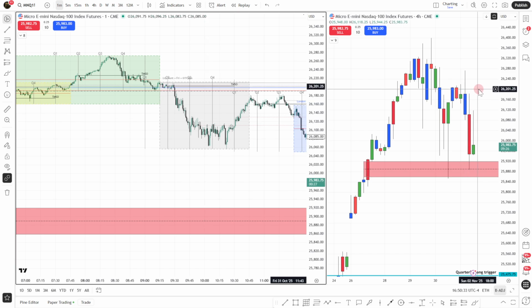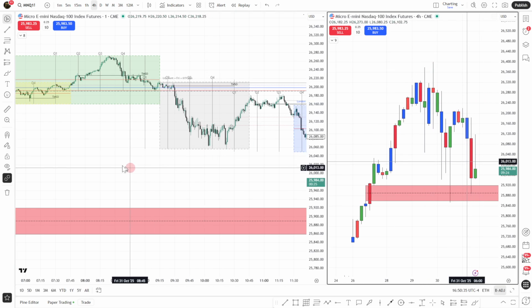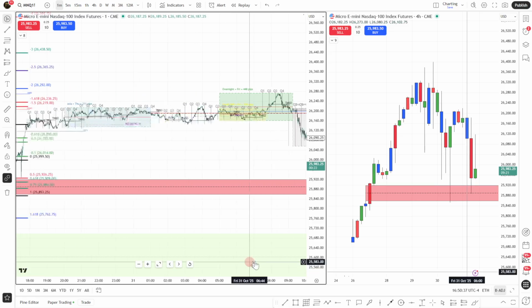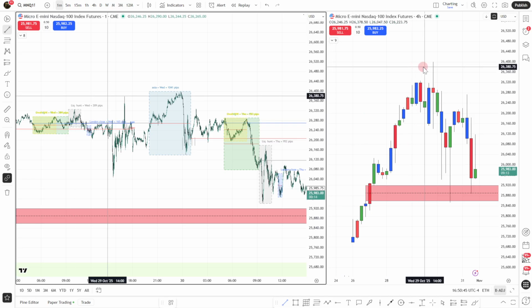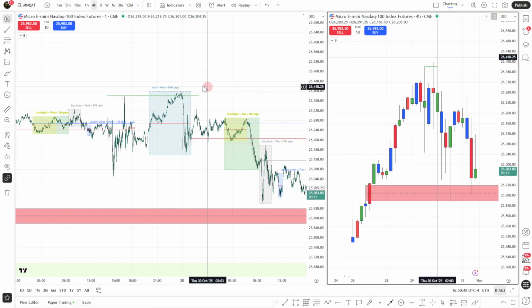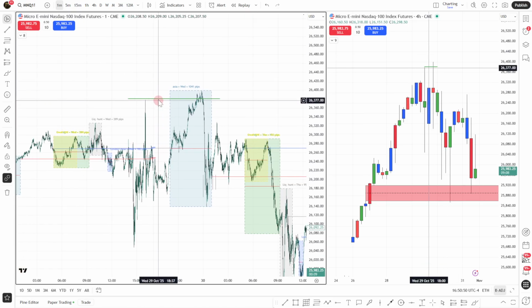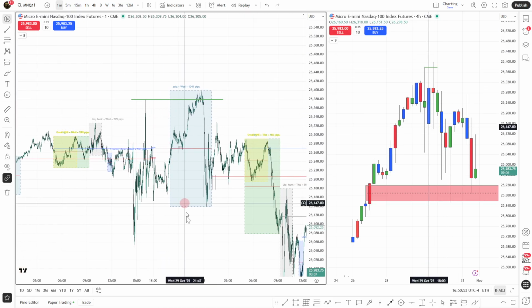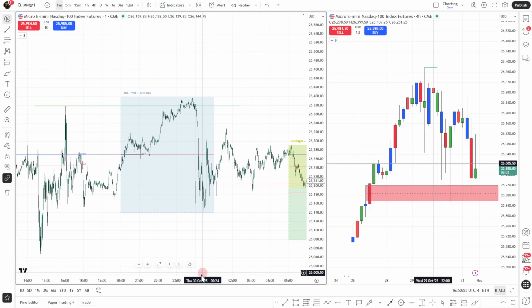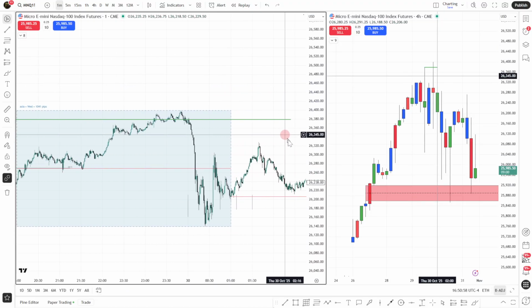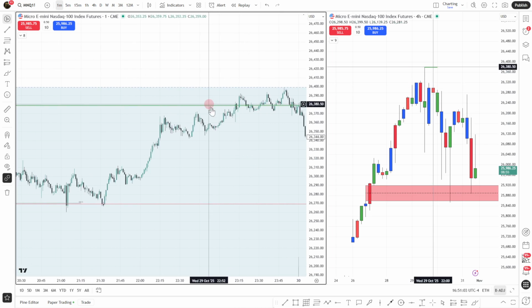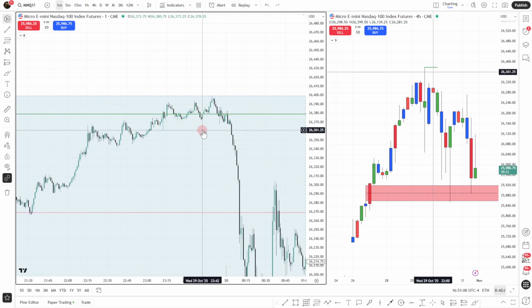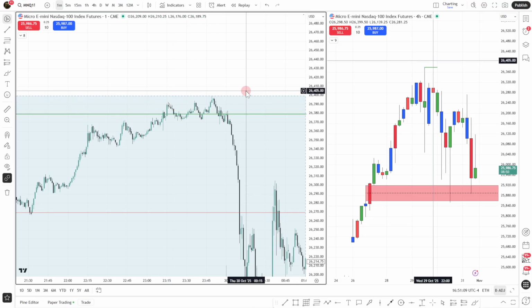Let's see back here. Let's go. Okay, let's mark this out. We're just looking at 4-hour runs on liquidity. Okay, so we get our 1, 2, 3 pops all in a row.